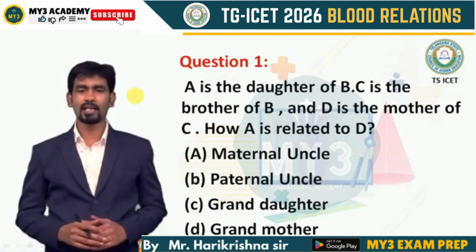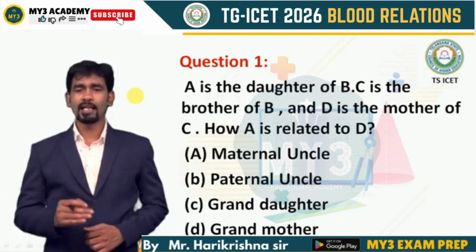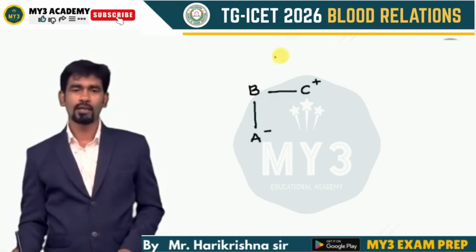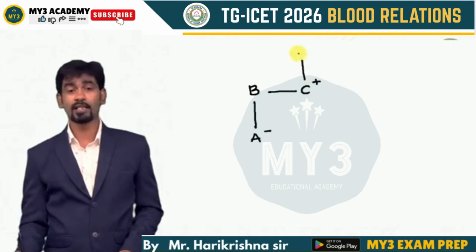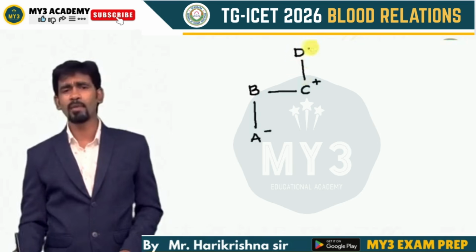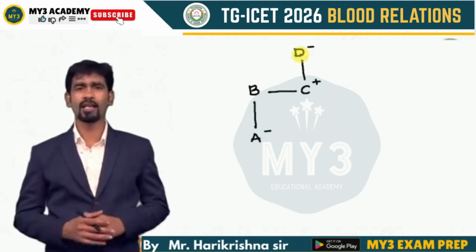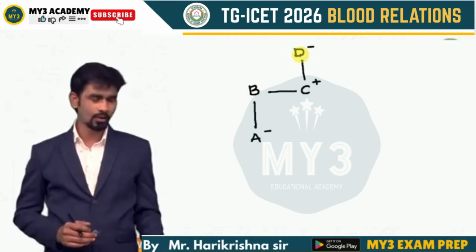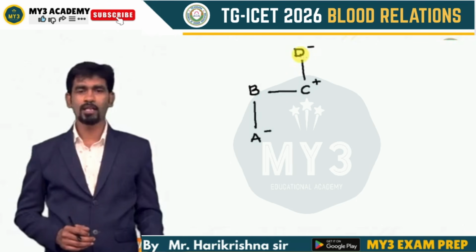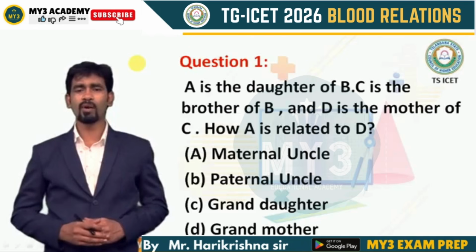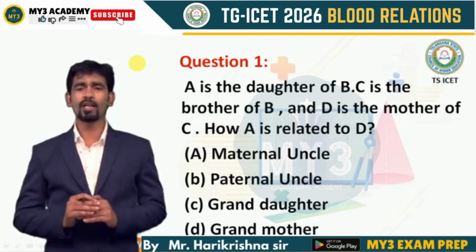Let's move on to the next data which is given. D is a mother of C. So D is on a higher generation than C. D is a mother. What is meant by mother? Mother indicates female. So I am taking a negative sign there. So by having a glance at this, what is the required quantity? Please observe. The required quantity is how is A related to D?